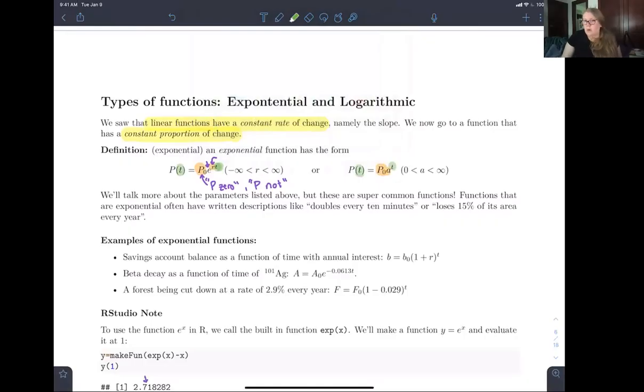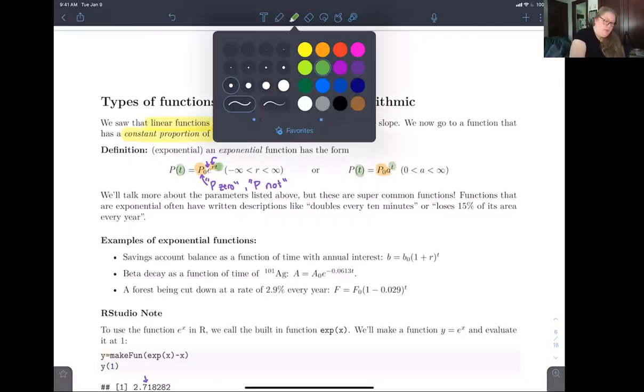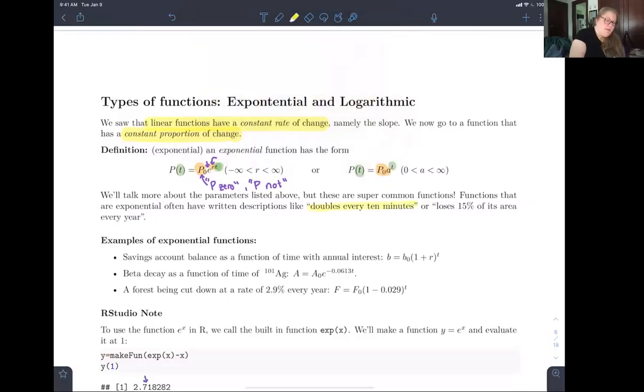So we're going to talk a little bit more about them, but these functions are really common. Functions that are exponential often have written descriptions, like doubles every 10 minutes. If you've ever talked about bacteria growth or rabbit populations, where it says, oh, the population doubles every 10 years or something like that, that's something that's going to be an exponential function. Or loses 15% of its area every year. Maybe something like cutting down forests or something like that.